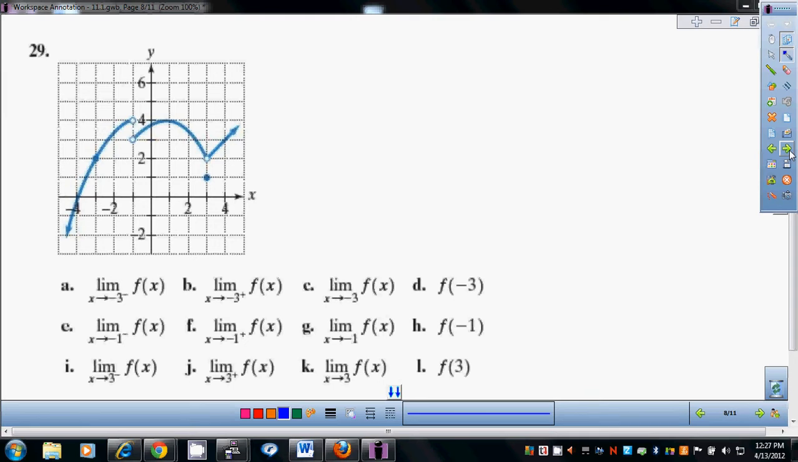Now, just remember, the point itself has absolutely no bearing on the limit. It's just kind of an interesting thing to see when they're different. But the point itself does not change the limit at all.